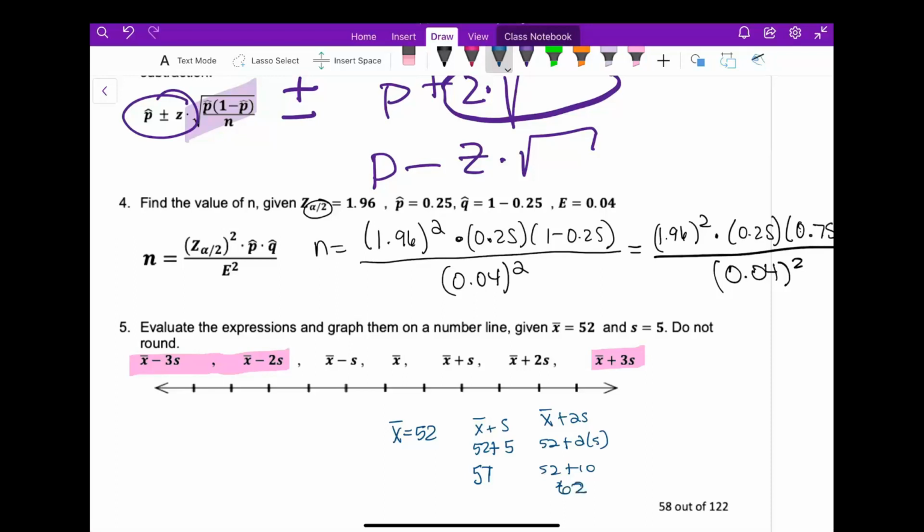Okay, and so on. It's your goal to try x bar plus 3s. Let's go the other way. So if I have x bar minus s, so x bar is 52 minus 5. This will give us 47. And we're going to graph all of these. Now, you do the ones on the edges that I have highlighted for you. And let's go ahead and graph.